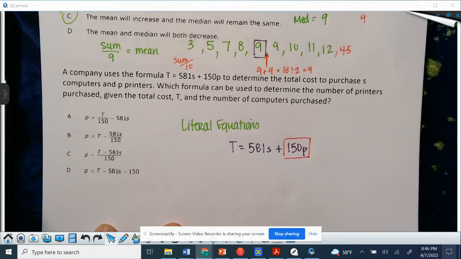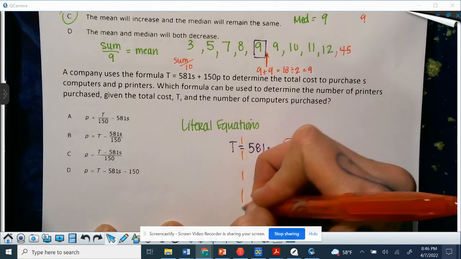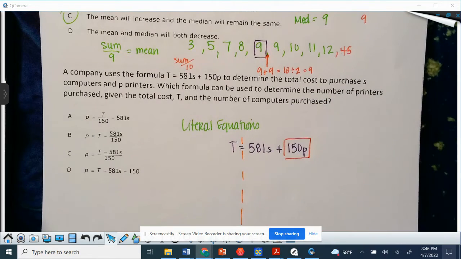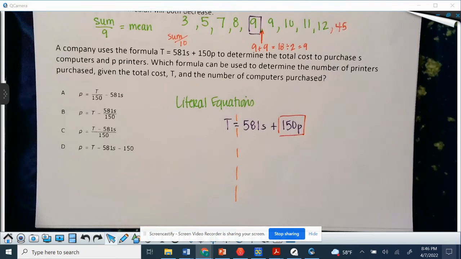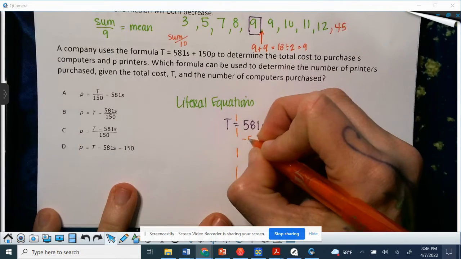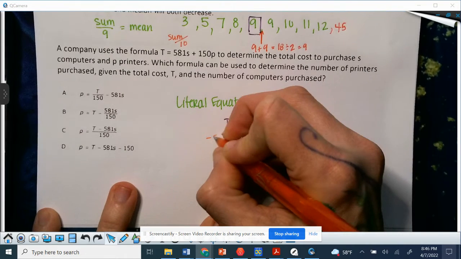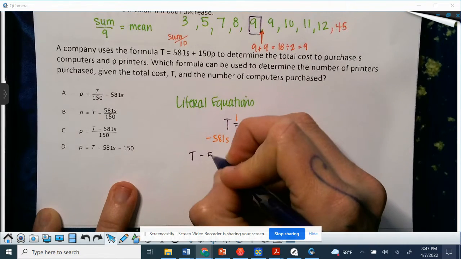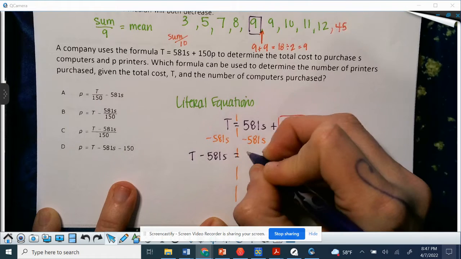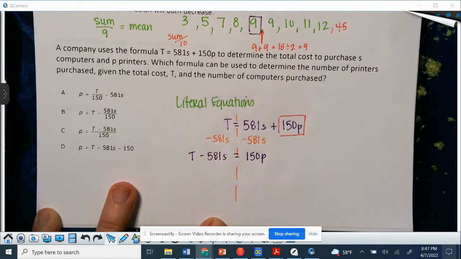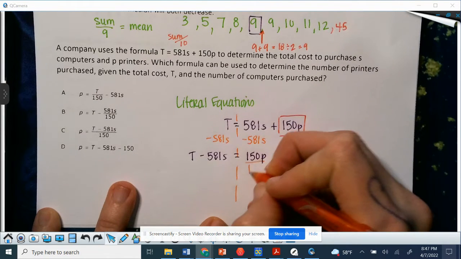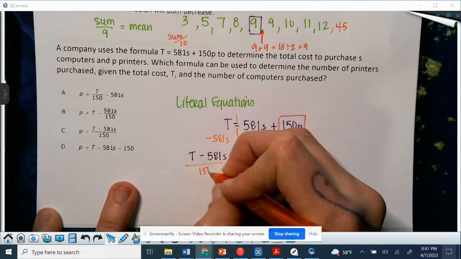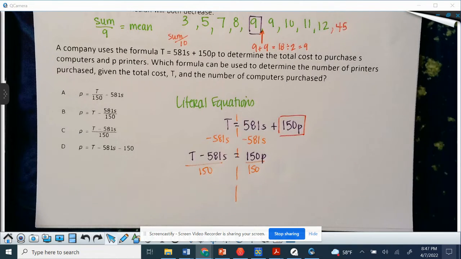And remember our great divide. Everything that crosses that line has to be the opposite. You can't just sling things around, get rid of equal marks, move equal marks. You have to do mathematical calculations. So I'm going to subtract 581s from both sides. So it's going to be T minus 581s equals 150p. 150 is attached by multiplication, so we're going to divide by 150. And you can divide each one, or you can divide the whole thing, however you want to write it.